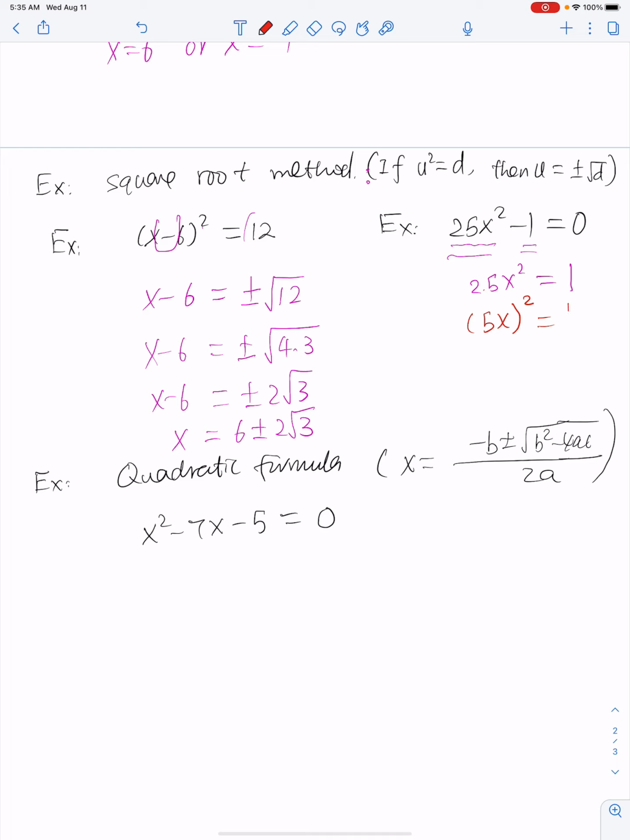This is a very important step. So what will be your u now? It's 5x. So 5x equals plus or minus the square root of 1, and x will be plus or minus 1 over 5.